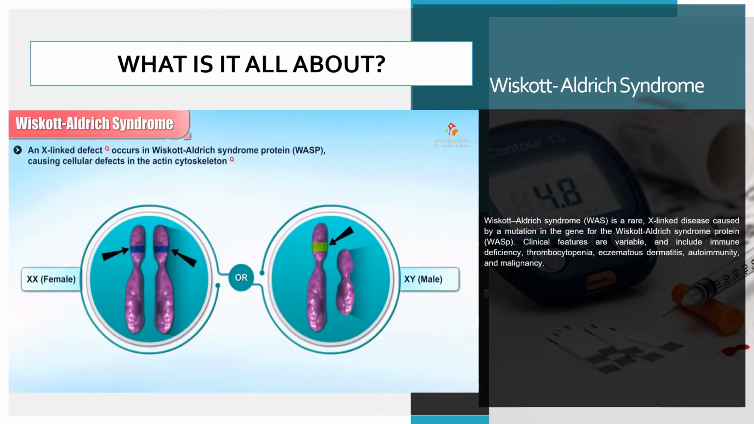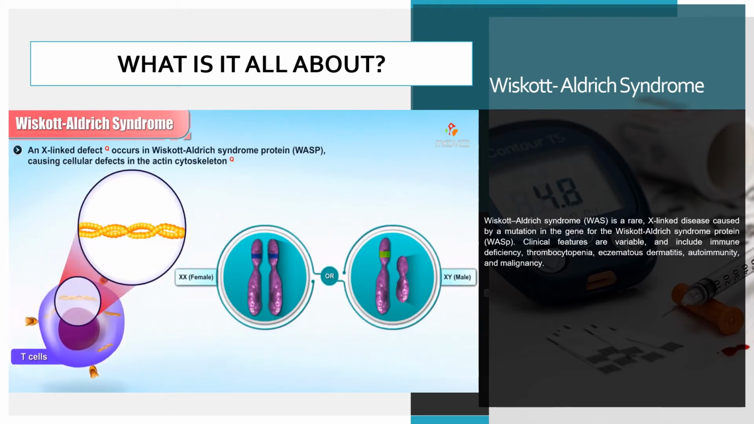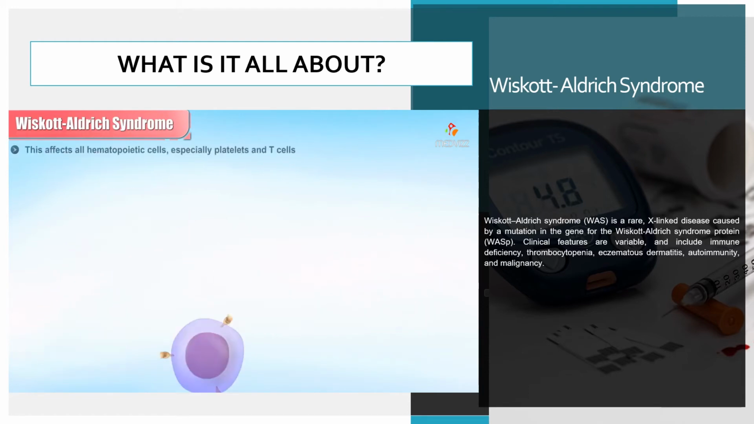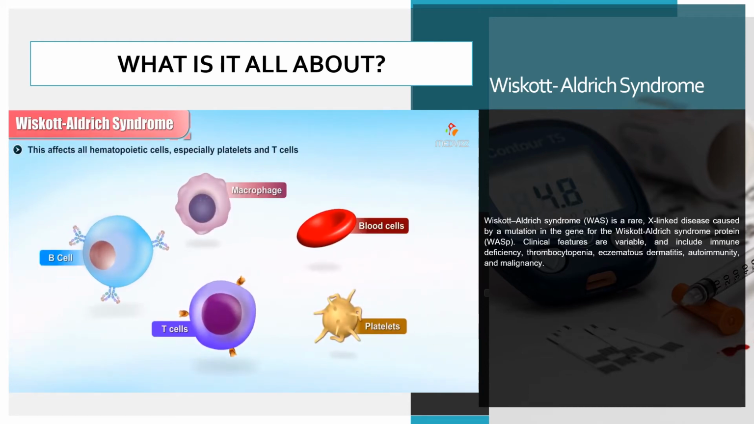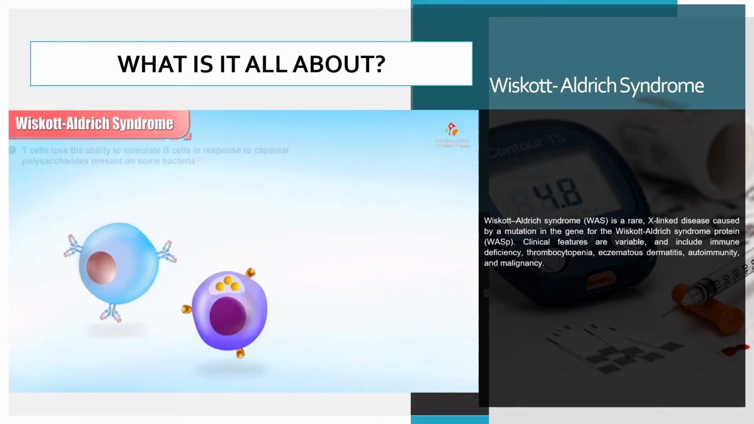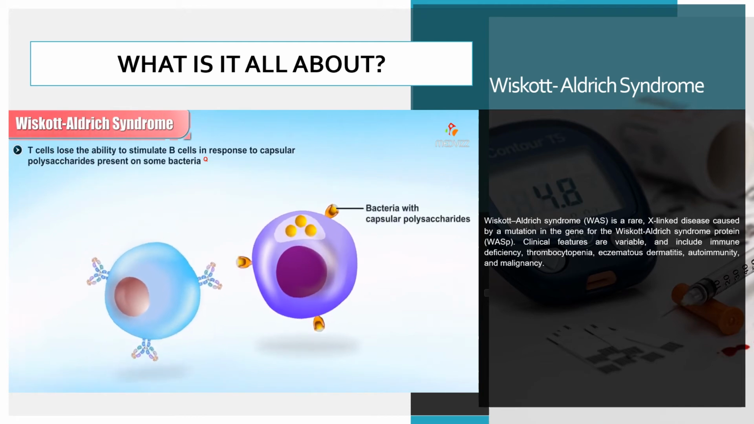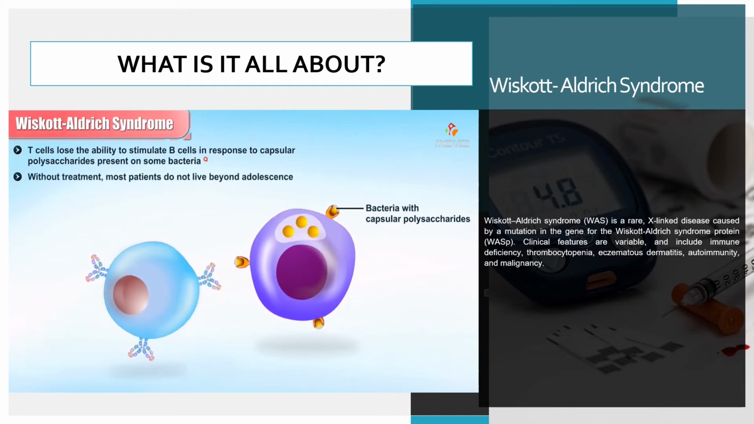Wiskott-Aldrich syndrome is an X-linked defect that occurs in the Wiskott-Aldrich syndrome protein, or WASP, causing cellular defects in the actin cytoskeleton. This affects all the hematopoietic cells, especially platelets and T cells. T cells lose the ability to stimulate B cells in response to capsular polysaccharides present in some bacteria. Without treatment, most patients do not live beyond adolescence.